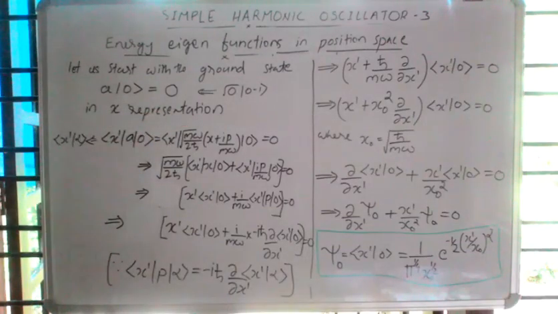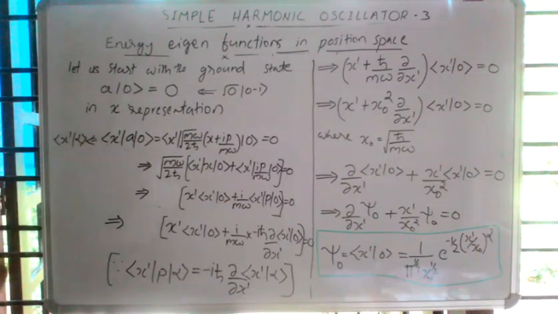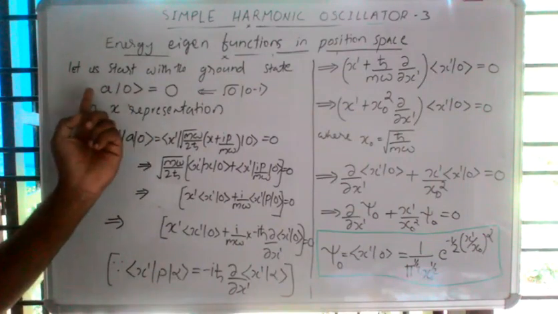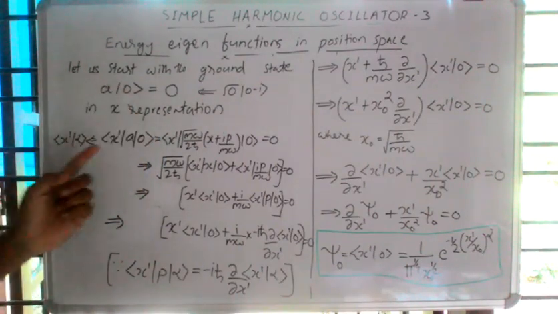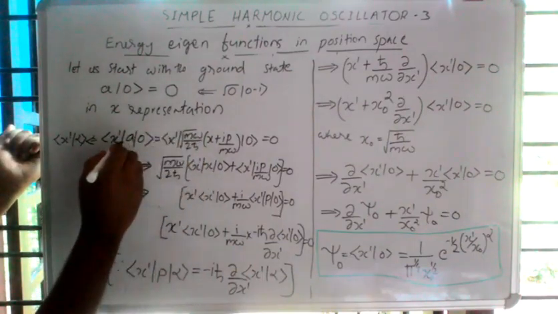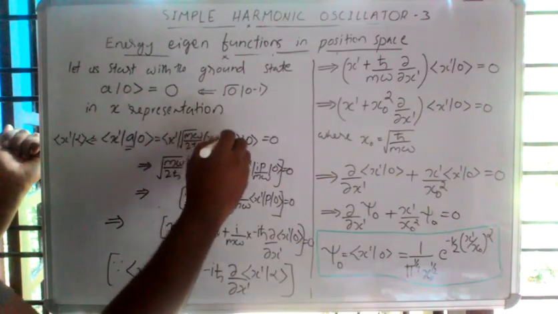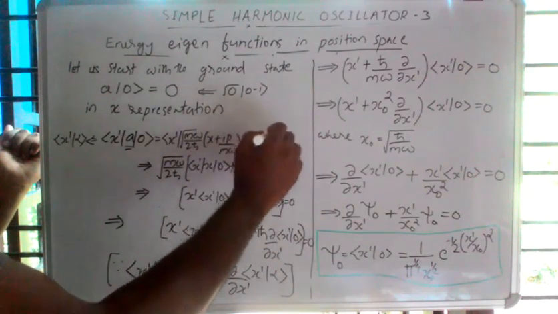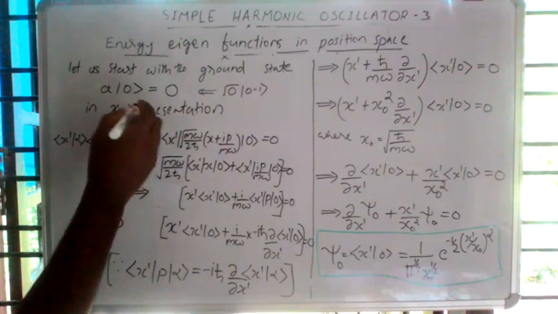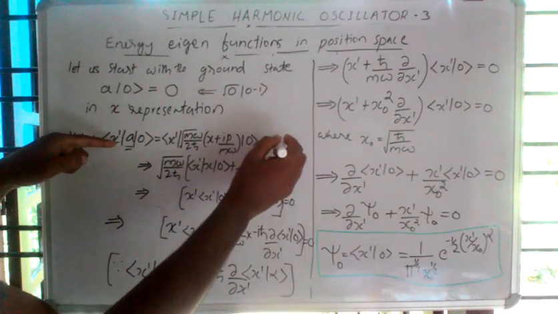In position representation, we learned in the first chapter that we can represent a wave function as x dash alpha. Now we are applying that. Here our ground state of the simple harmonic oscillator is 0, that means our alpha is 0, and that is x dash, and we know the annihilation operator, under root m omega over 2 h cross times x plus i p over m omega, acting on 0 equal to 0. This is equal to 0 because a on 0 equal to 0. So the left side is equal to 0, that's why we got 0 here.